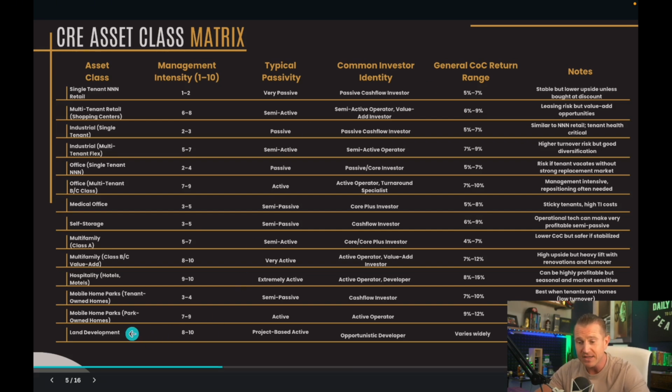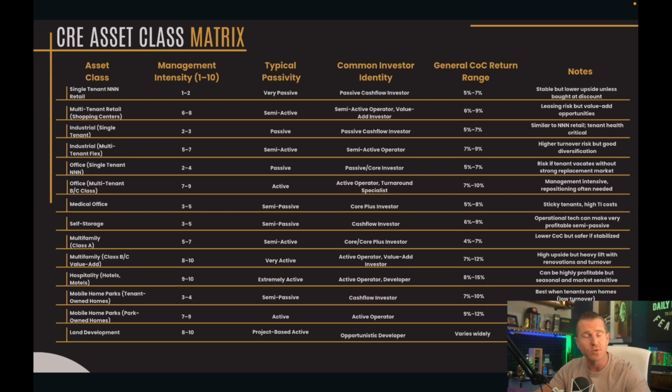Now, if you're looking to do development, or maybe you're taking on hotels, value add mobile home parks, or value add multifamily, these require more active management, but you're also potentially going to get higher returns as a result. So again, understanding the nuances of each asset class, strategy, and type will help you understand which ones may be more aligned with what you're looking to hit and which ones you may want to steer clear of.